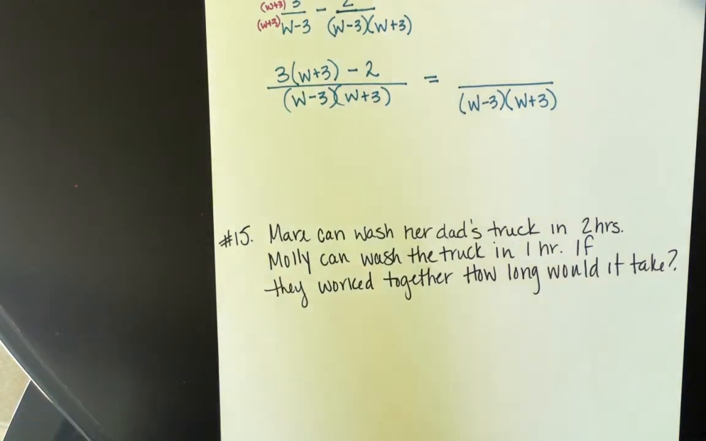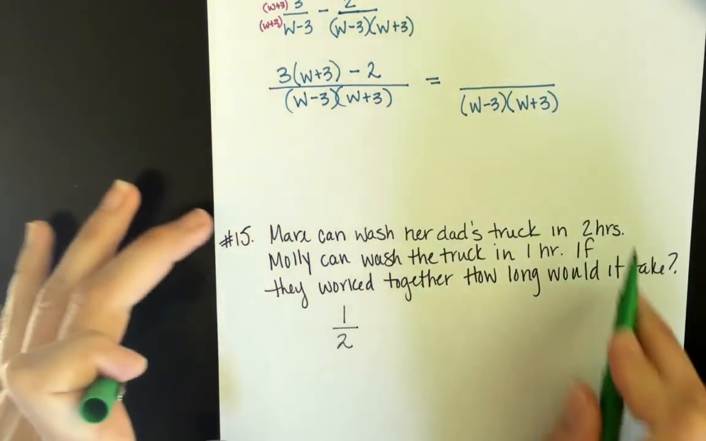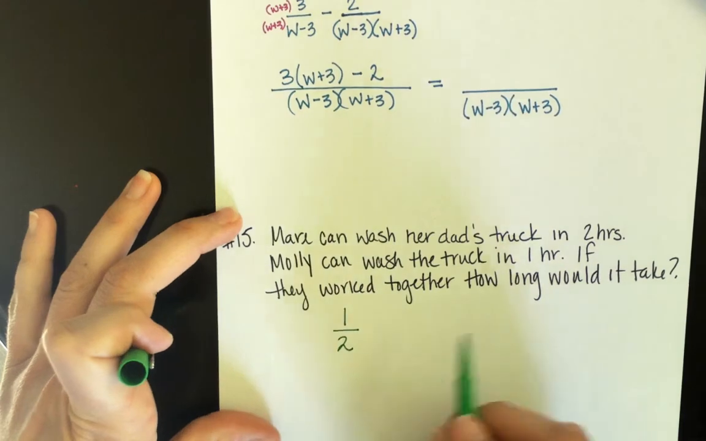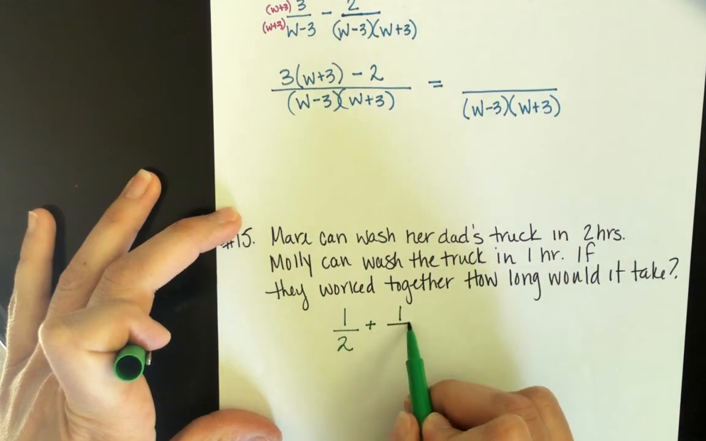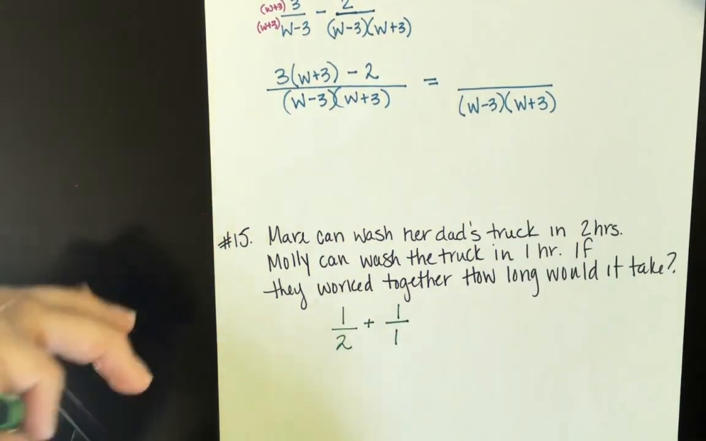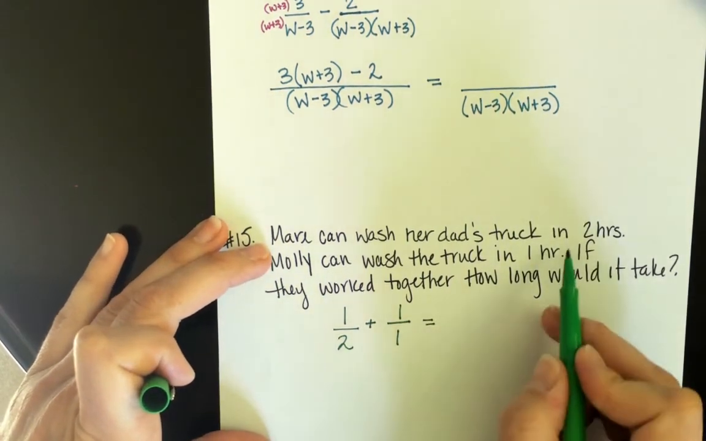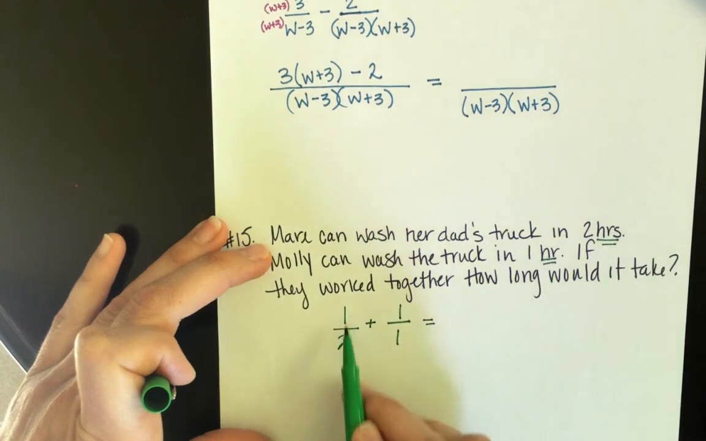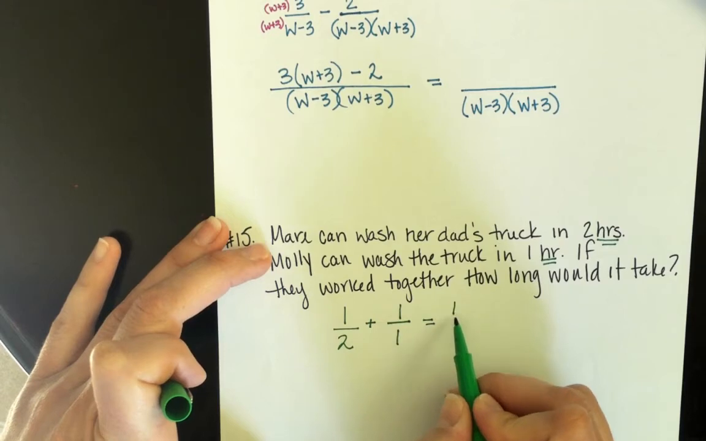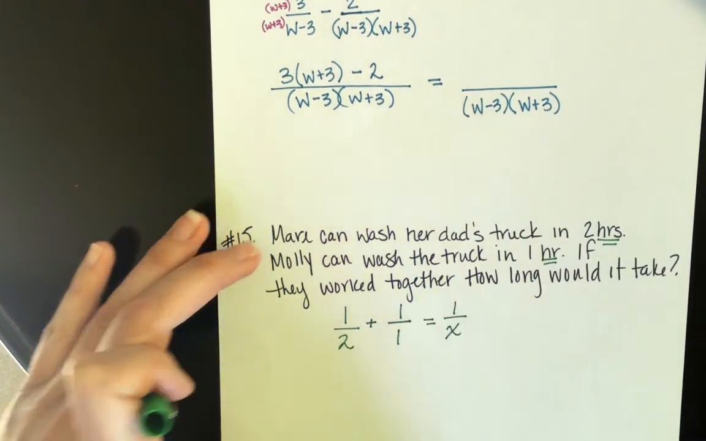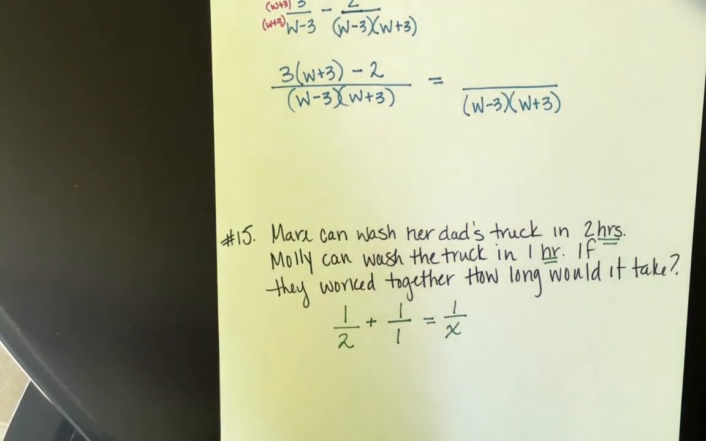So being very careful with this, we know that we set this up as 1 over the total time that one person has. We're going to add one job over the total time of the other person, which ends up being 1 over 1. And because everything's in terms of hours, it kind of makes sense: one job in 2 hours, one job in 1 hour. And then we want to know how long would it take them together. Well, we don't know that: one job in however many hours.